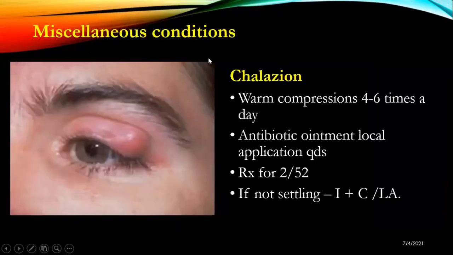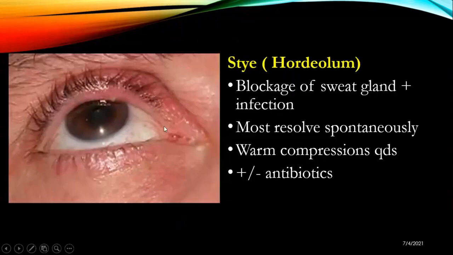There are miscellaneous conditions, small things that you may encounter in your daily practice, like chalazions, which is a swelling in the middle of the lid due to meibomian gland obstruction and granulomatous inflammatory reaction. You can ask the patient to do warm compresses about 4 to 6 times a day and apply antibiotic ointment along the lid margin, no point in applying on the skin, after warm compresses for about 2 weeks. If it is not settling, we might have to do incision and curettage under local anesthesia.